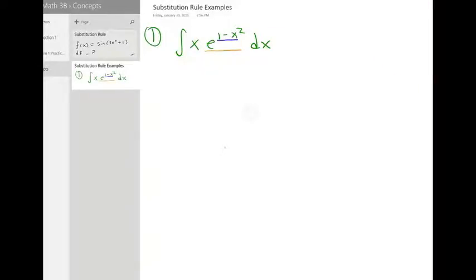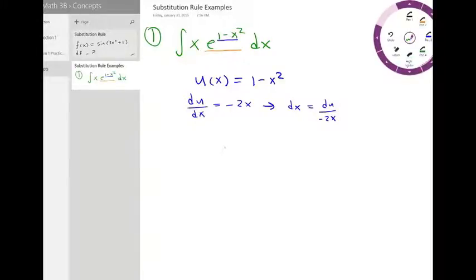So the next step is to write u of x equal to 1 minus x squared. We find our du dx is negative 2x. We can solve for dx, which would be dx equals du divided by negative 2x. And now we substitute these values in.